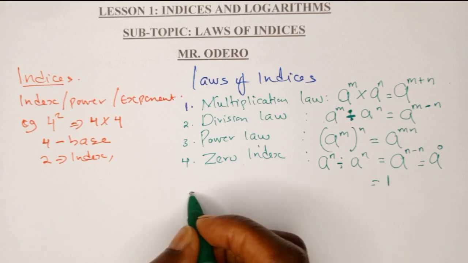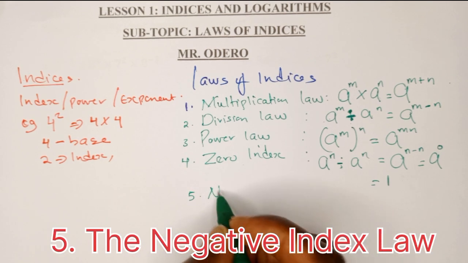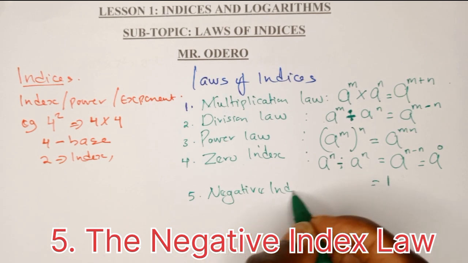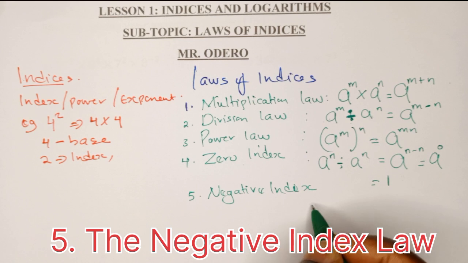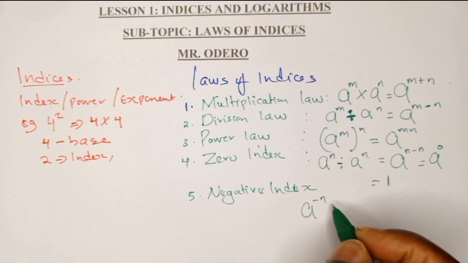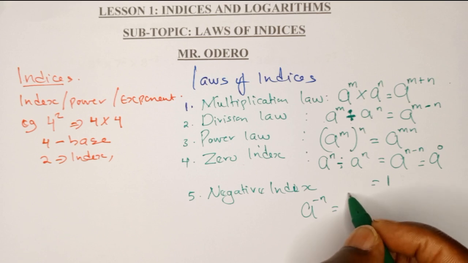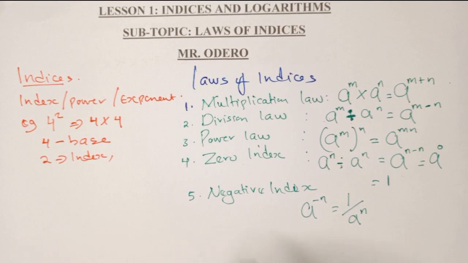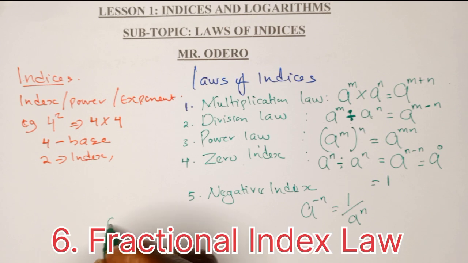Then we have number 5, which we call the negative index law. This one states that when you have a raised to negative n, it can be written as 1 over a raised to n. That is the law. Then our last one, number 6, we call it the fractional index law.